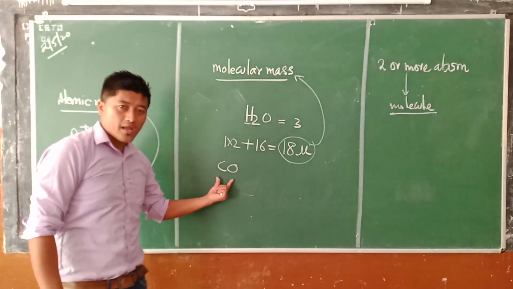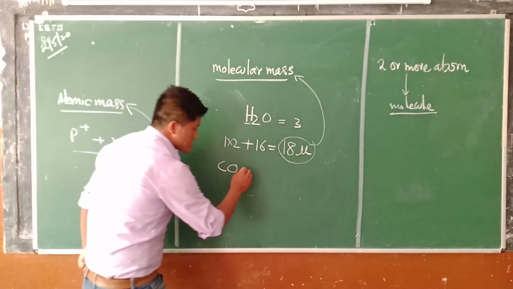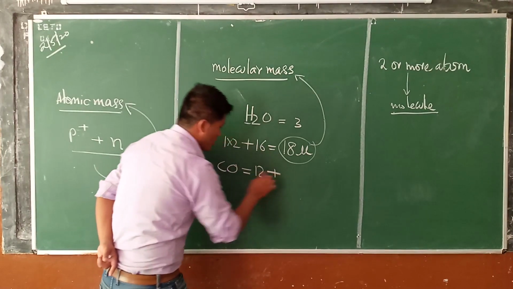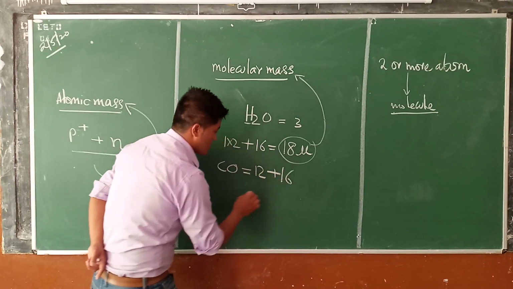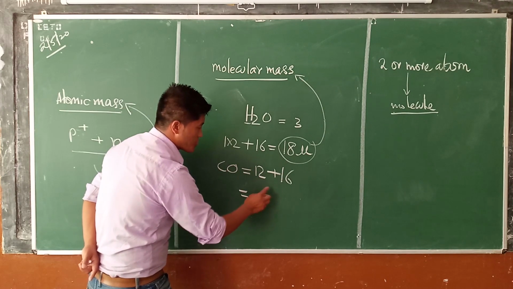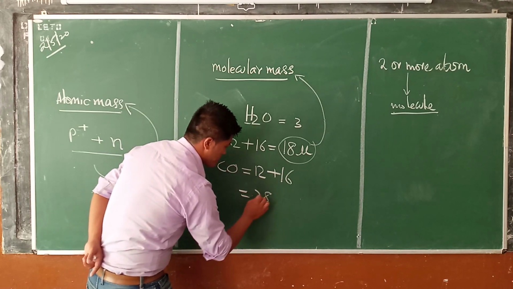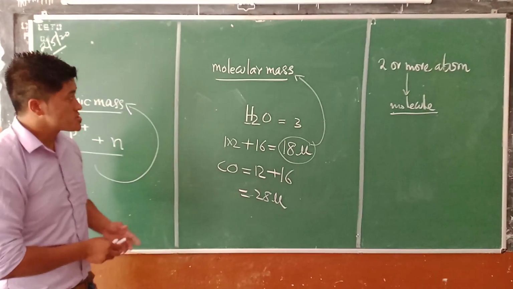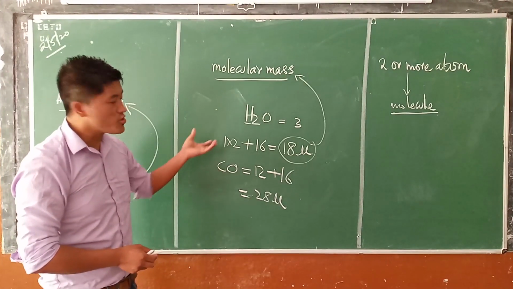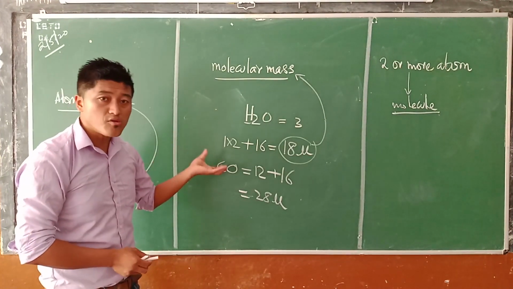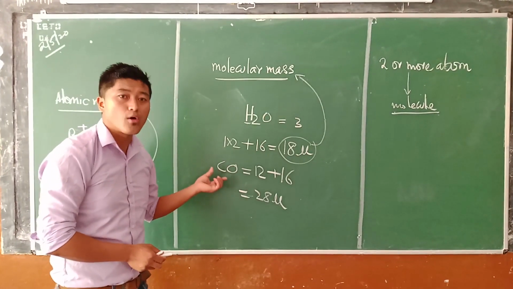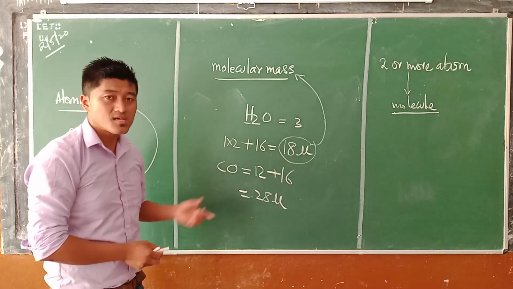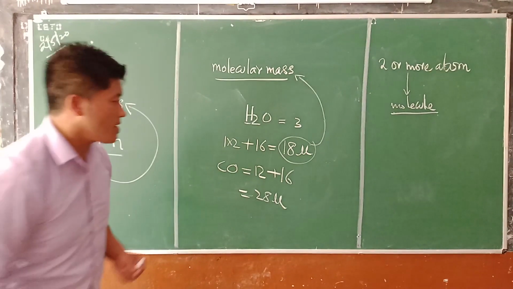Even if we take the example of carbon monoxide here, these two are totally different elements. Carbon has an atomic mass of 12 plus oxygen has an atomic mass of 16. So when you sum up all of this, what you will get is 28 mu. Is that clear? So generally when we talk about molecular mass, it is the total mass of all the atoms present in the molecule. This is what we used to define as molecular mass. Is that clear?